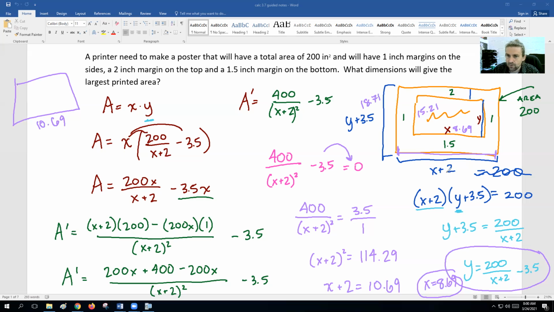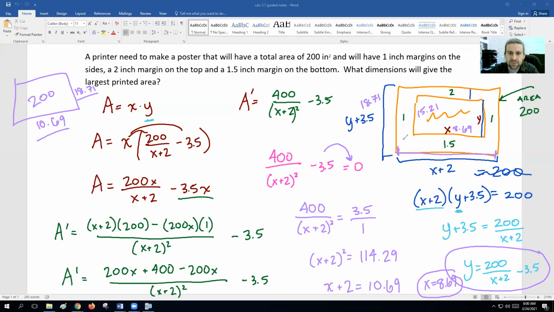Now something that you might want to do here, is to just double check that these work out. If we multiply 18.71 by 10.69, we get 200. So the area still works out to be 200, and we just figured out that this area in the middle here is maximized.